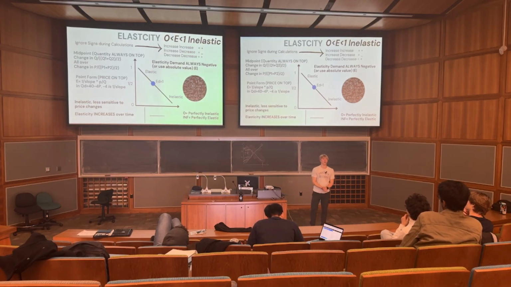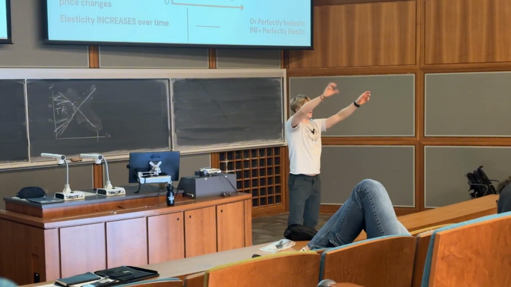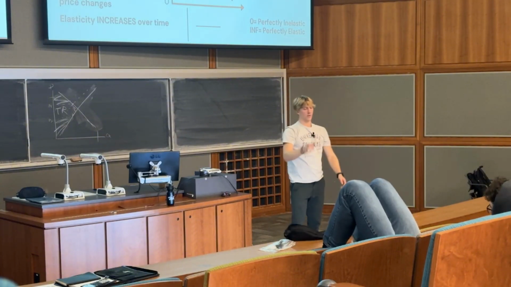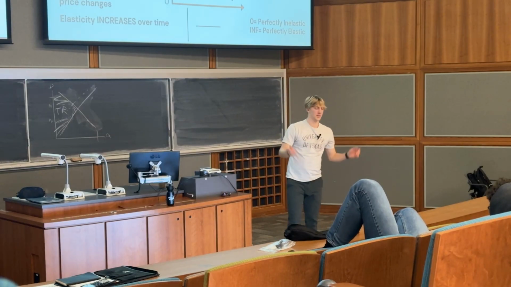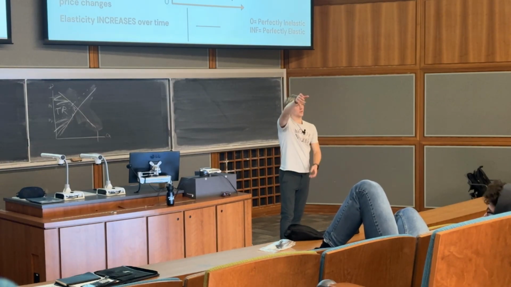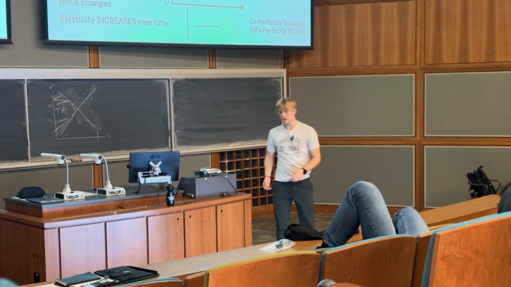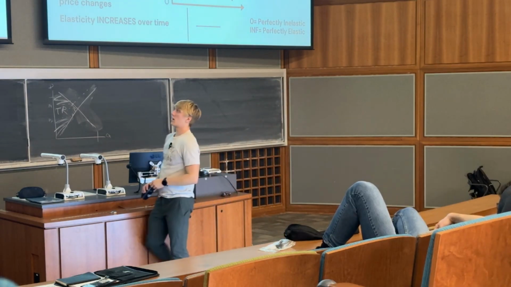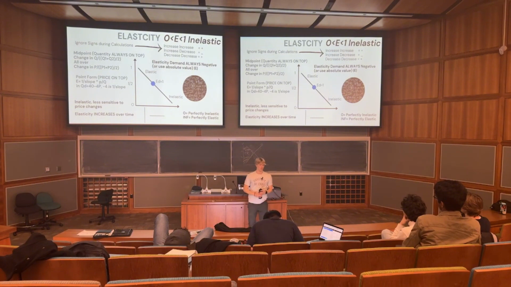Two different ways of calculating elasticity. Midpoint method: quantity is always going to go on top. Change in quantity, always on top. And change in quantity will be the first quantity minus the second quantity, all over the first quantity plus the second quantity divided by 2. And then for demand elasticity, that's over the first price minus the second price, all over price 1 plus price 2, all divided by 2. That's the midpoint method. Point form is 1 over slope times price over quantity. What is 1 over slope?